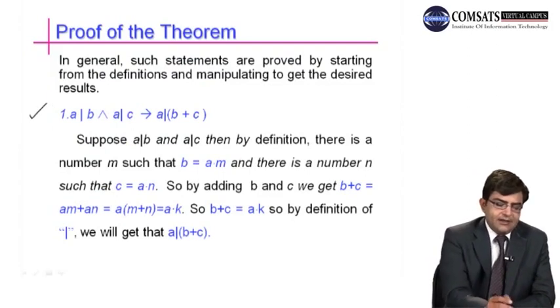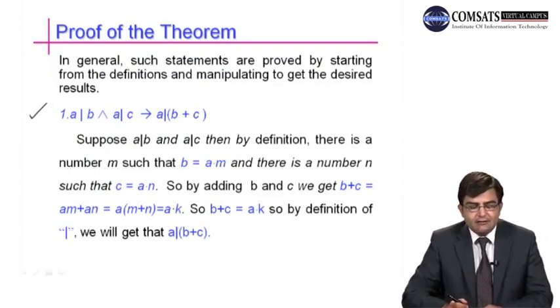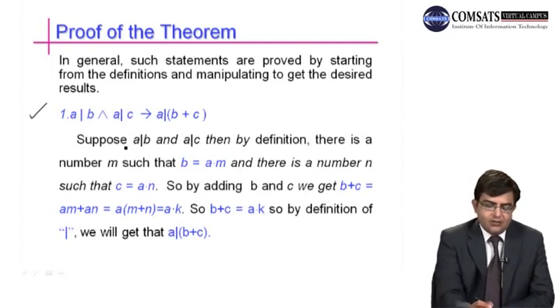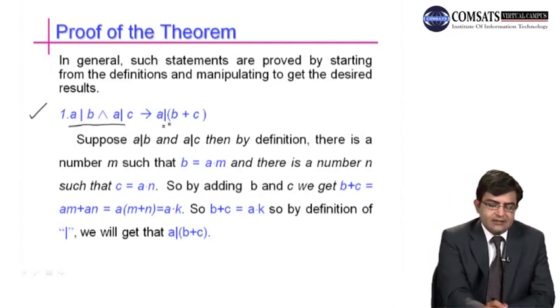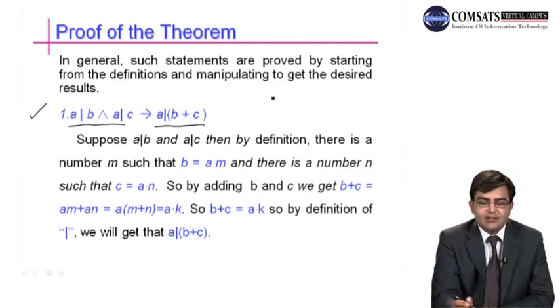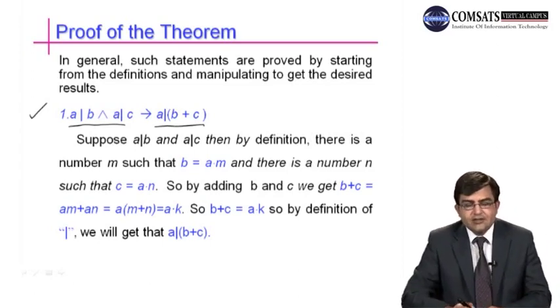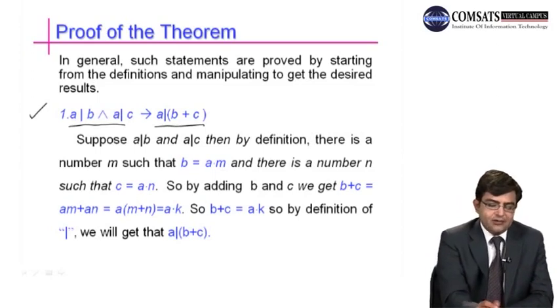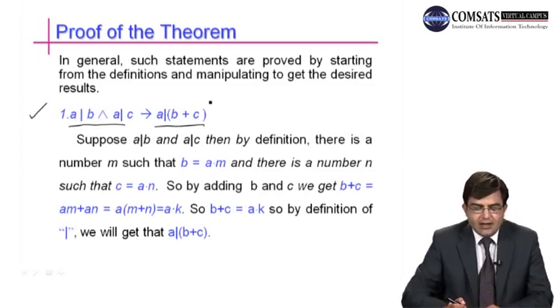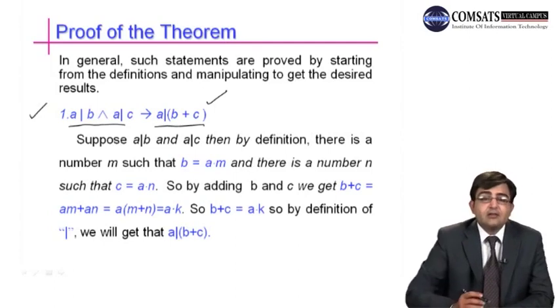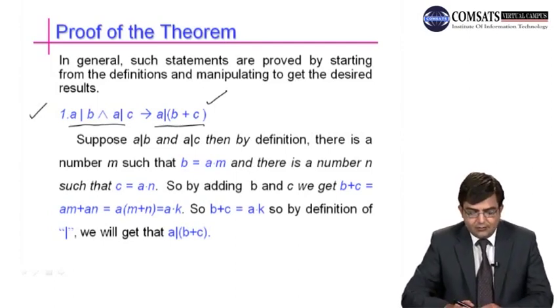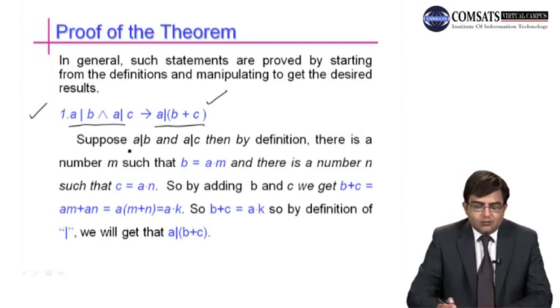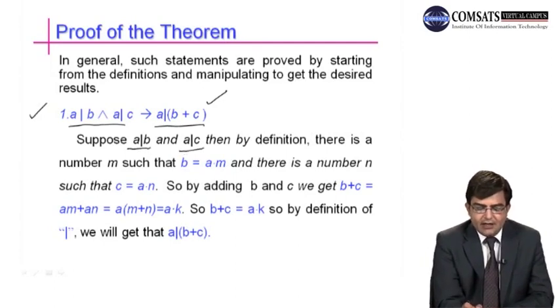Now the first statement is, as you know, A divides B and A divides C implies A divides B plus C. Suppose we say that this is the hypothesis and this is the conclusion in the conditional statement. This is basically P implies Q. To prove this statement, we suppose the hypothesis is true, and we shall prove that the conclusion is also true. So we suppose here A divides B and A divides C.